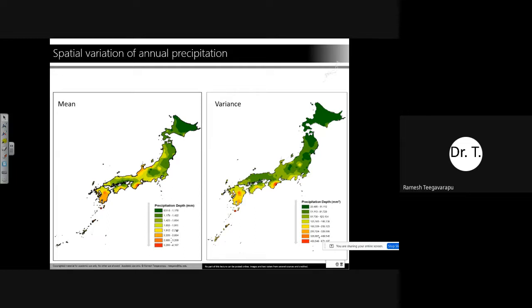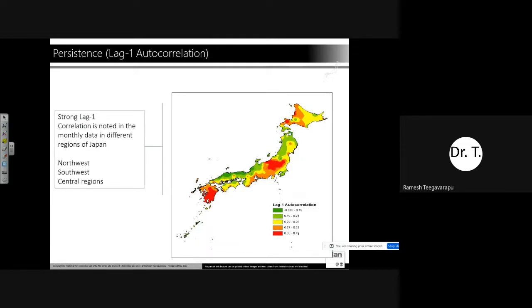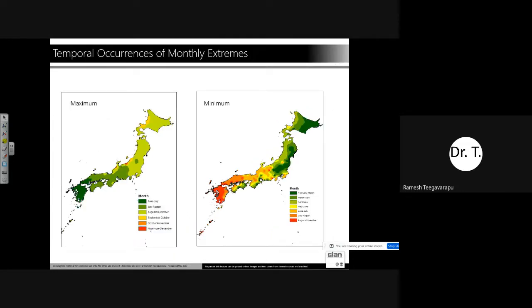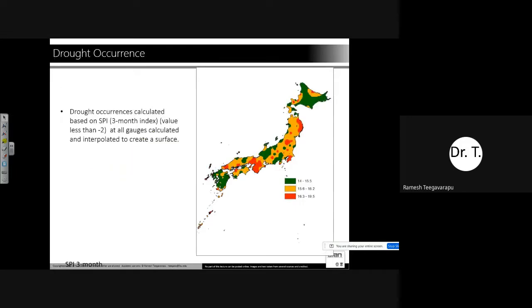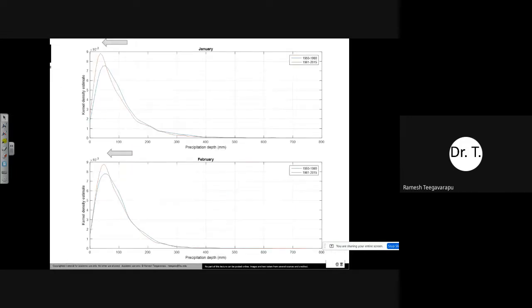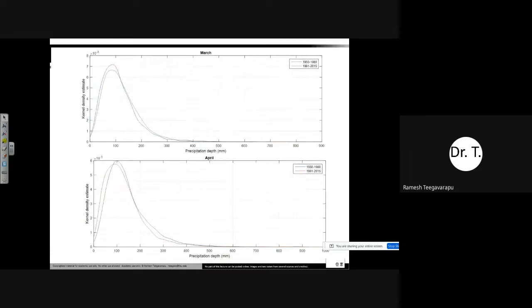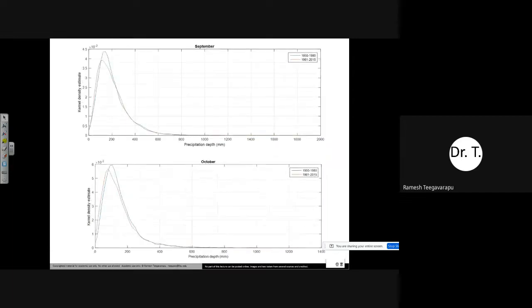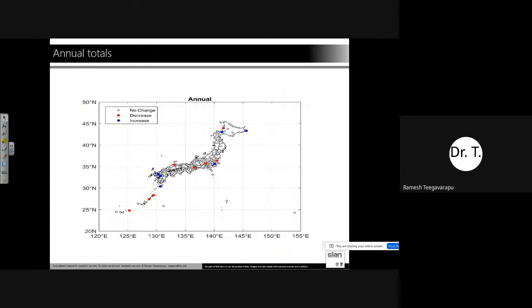So mean and variance, this is the variability in Japan. There's a strong lag one correlation, maximum and minimum, and the drought occurrences. Again, if you see precipitation, there's a reduction in precipitation in almost every month. So Japan is facing reduction in temperatures, increase in temperatures and reduction in the precipitation amounts. So that is not a good idea.